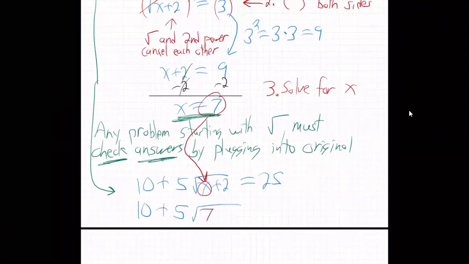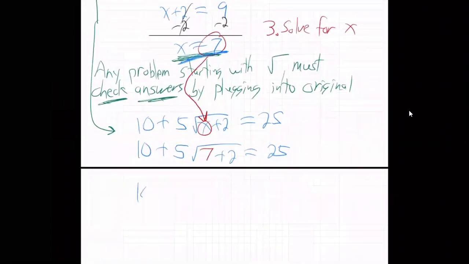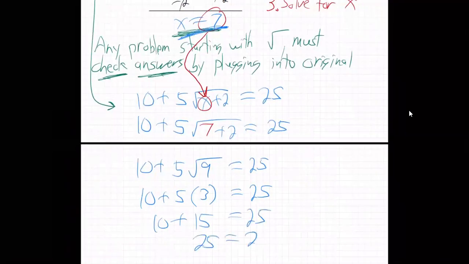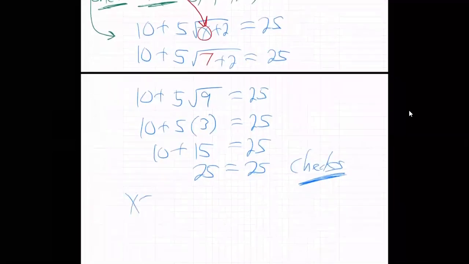So 7, just plugging in 7 there, because that's what we think the answer is, right? We think the answer is x is 7. Let's see if that's right. So what would that be? 10 plus 5 times the square root of 7 plus 2, and 7 plus 2 is 9. You can probably just do it on your calculator. What's the square root of 9? 3. That's 10 plus what? 3 times 5 is 15. And that's 25. Yeah, look, it works. Checks. So the real answer, that x equals 7, is the true answer.